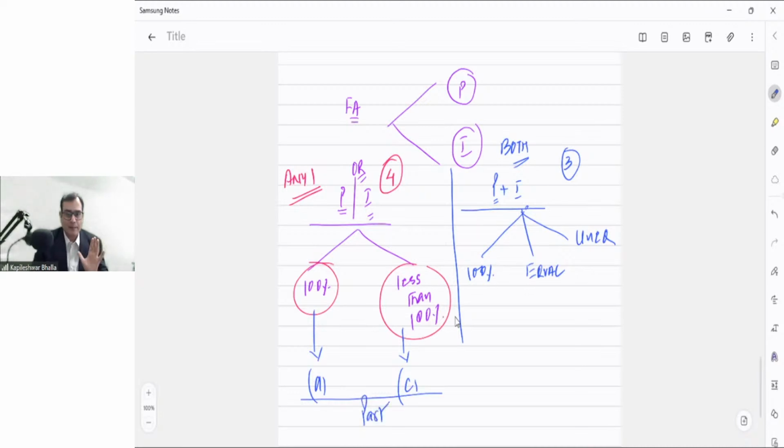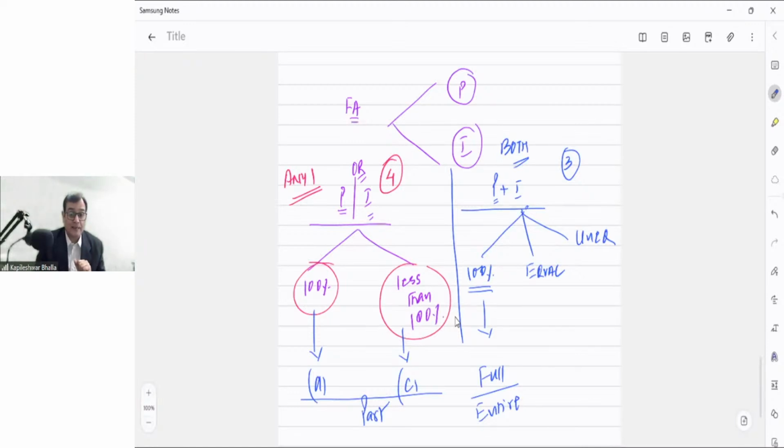Now, let's go to the next one. If you transfer the principal and interest fully, that means it's a case of a full derecognition. The entire asset needs to be derecognized in this case because you have transferred the entire asset itself. You're not transferring a component. You're transferring the full component, principal and interest combined.